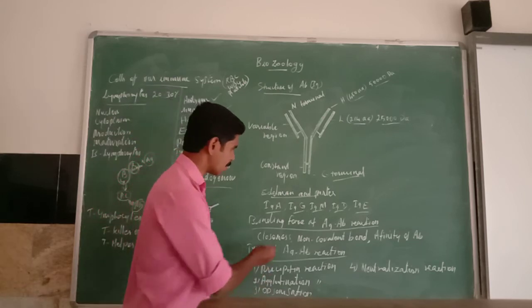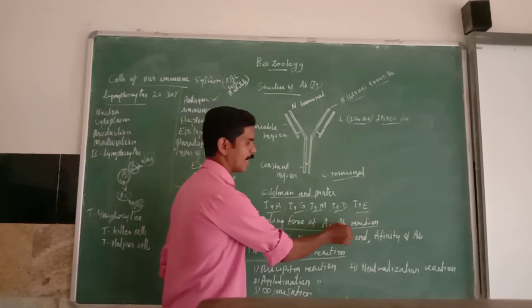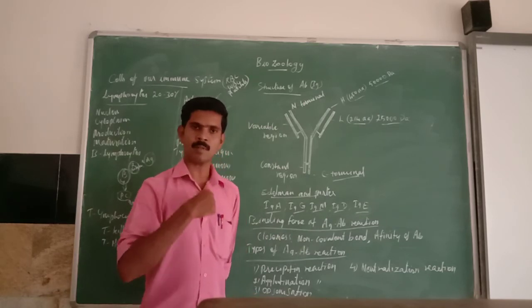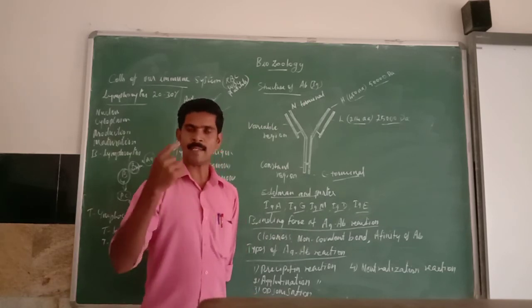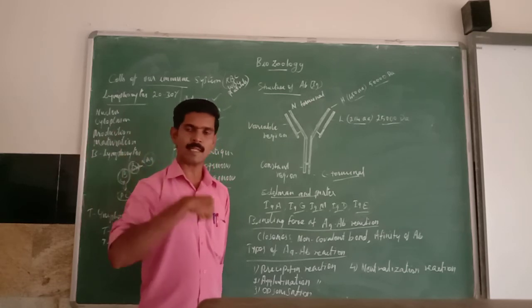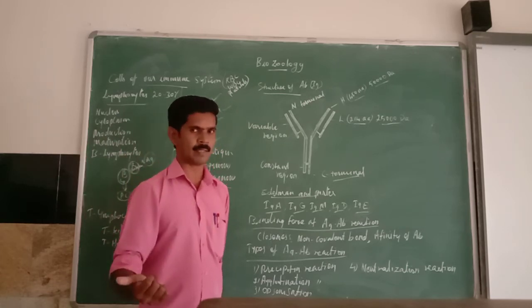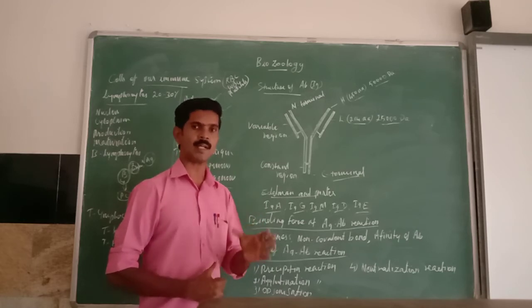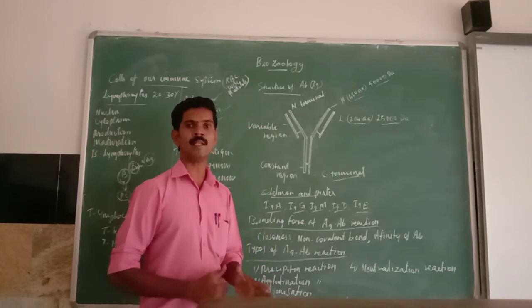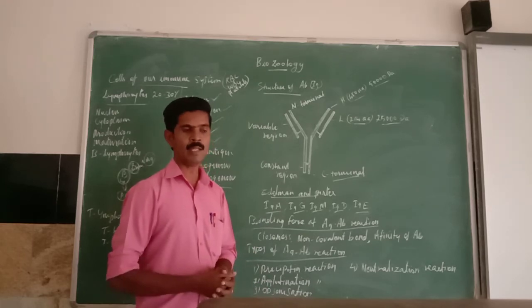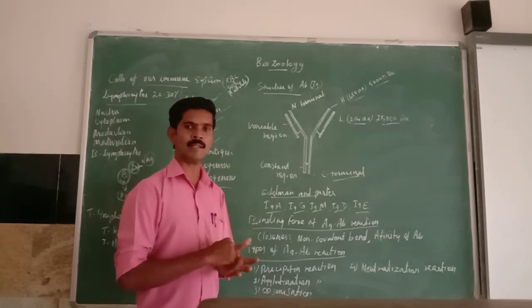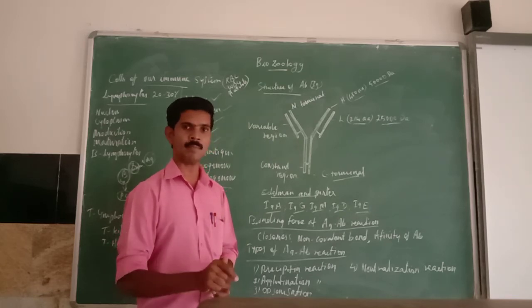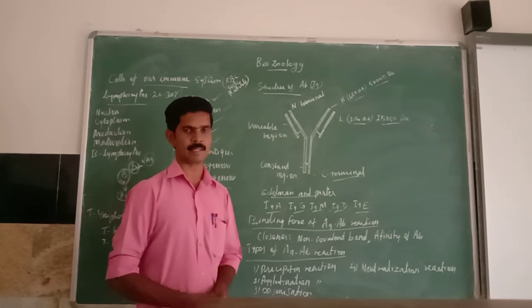So the first one is binding force of antigen antibody reaction. Here antibody means the protein molecule produced inside our body. Antigen is the foreign molecules that are entering inside the body from outside. The antibody produced inside our body should destroy or eliminate the antigens. In between the antigen and antibody some reactions take place. Finally, the antibody destroys the antigens.